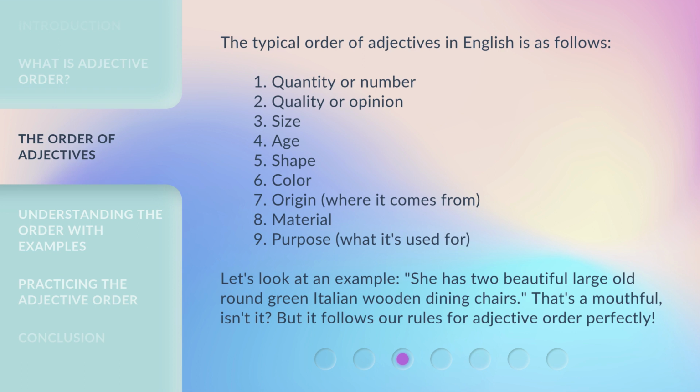Let's look at an example. She has two beautiful large old round green Italian wooden dining chairs. That's a mouthful, isn't it? But it follows our rules for adjective order perfectly.